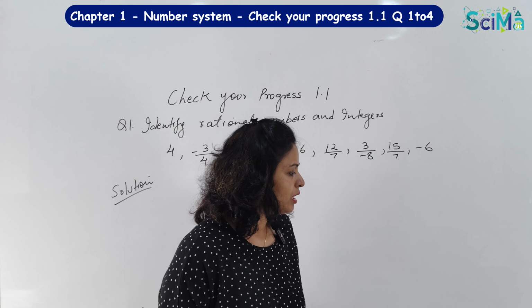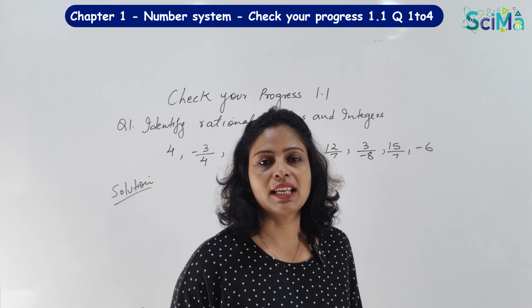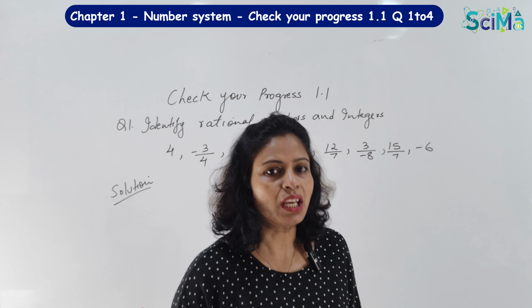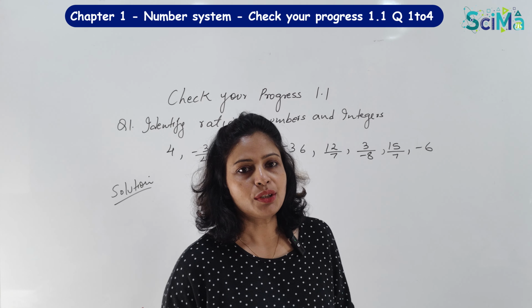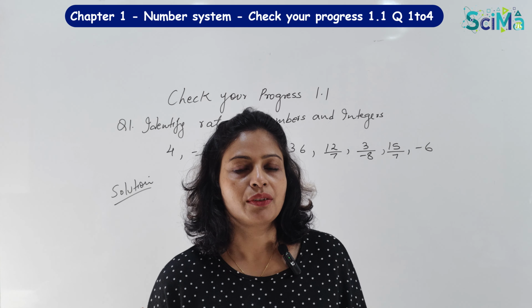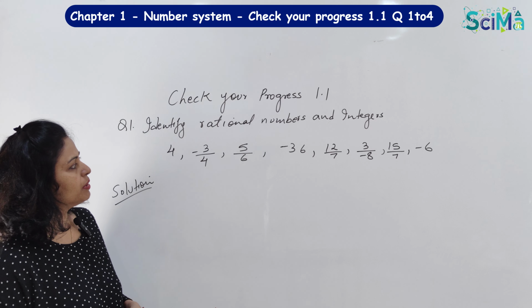Today I'll be doing NIOS readers check your progress exercise 1.1. Okay, so we will solve these questions step by step. Make a note of it, pause the video and you can make a note of it. Okay, so we'll start with the first question. Identify rational numbers and integers.